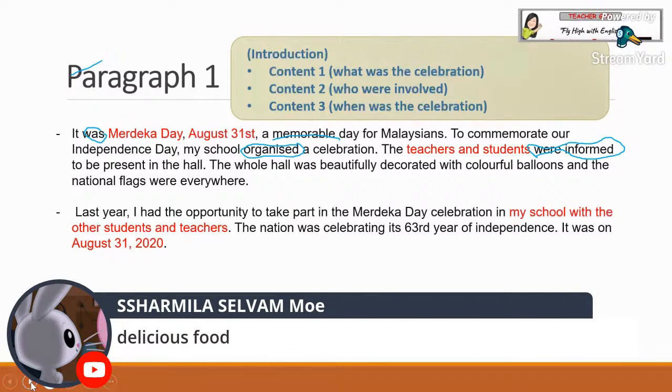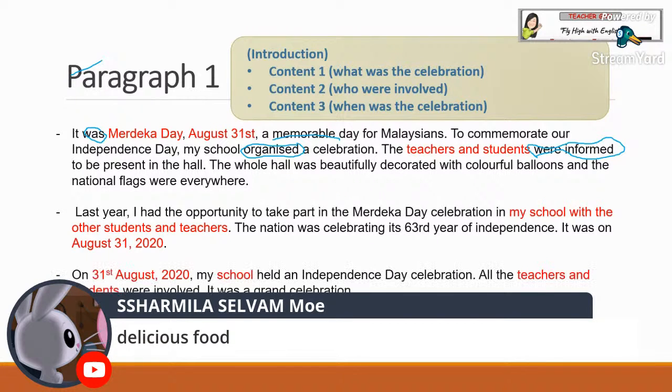Okay, second, last year I had the opportunity to take part in the Merdeka Day celebration in my school with the other students and teachers. The nation was celebrating its 63rd year of independence. It was on August 31st, 2020. So remember this, the phrases in red are the content.